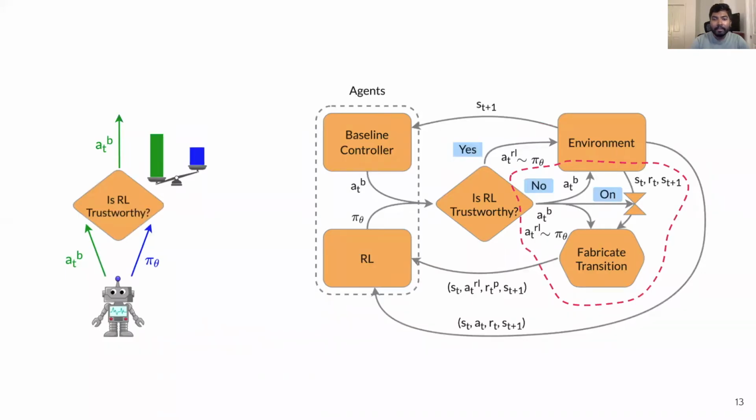Let's assume that in the second step, the is-RL trustworthy module decides to follow the baseline action. So AB is applied to the environment. At the same time, ARL is sampled from pi theta, and AB and ARL are passed to the fabricate transition module to generate a fabricated counterfactual transition. The RL agent is trained on both the actual transition and the fabricated transition. I will discuss the motivation behind this in the next few slides.